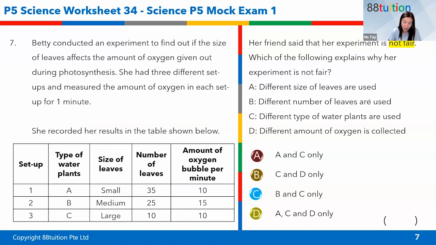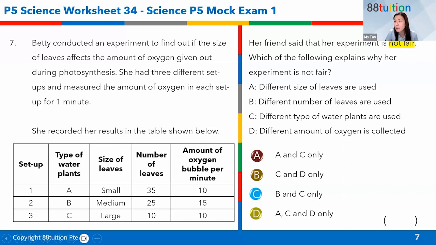Okay, is it because the size of leaves that are used are different? Or is it because of the different number of leaves that are used? Different types of water plant? Then different amount of oxygen collected. Okay, different amount of oxygen collected is the results, right? So this is not something that will be the same for all. It will differ. So you all got the answer correct, actually.